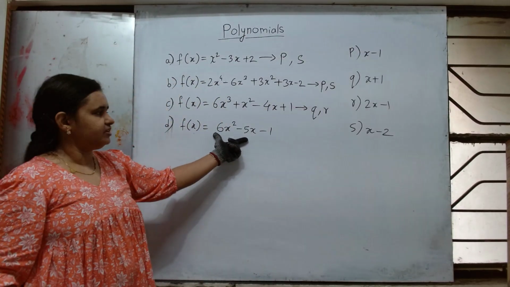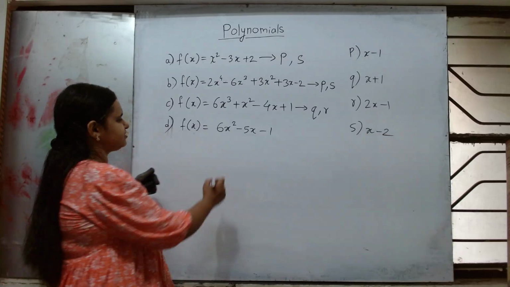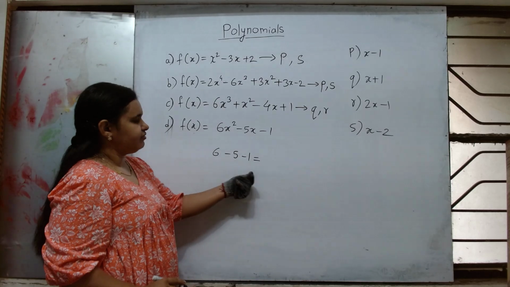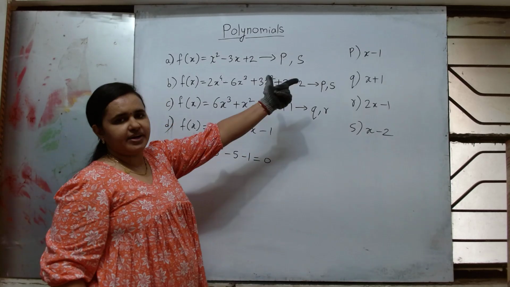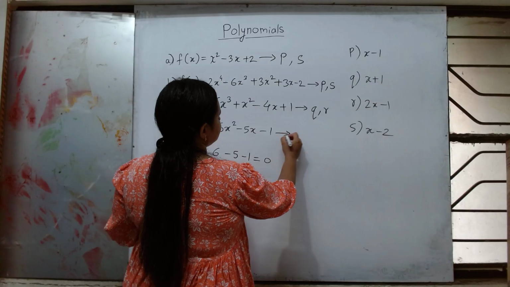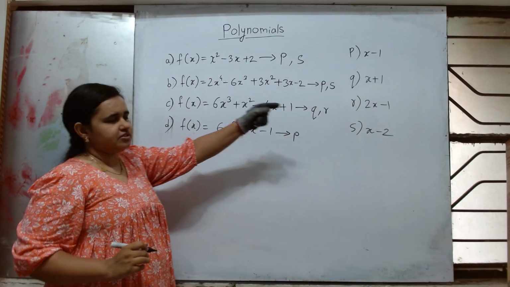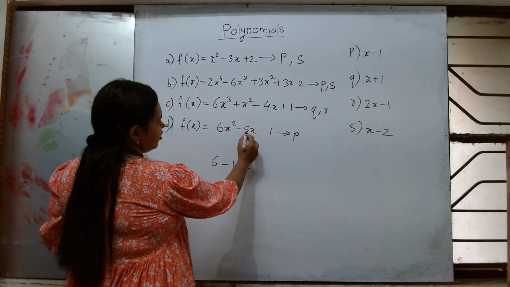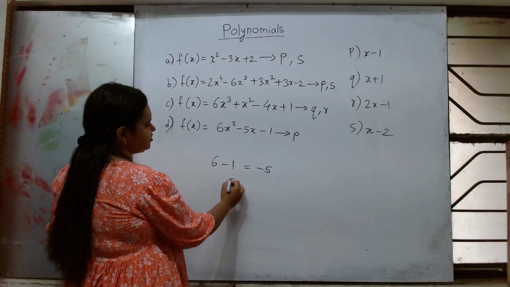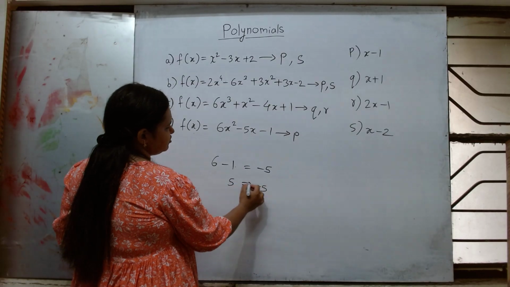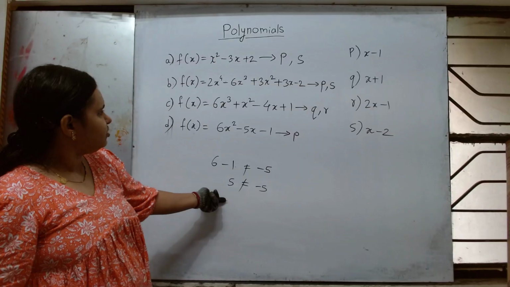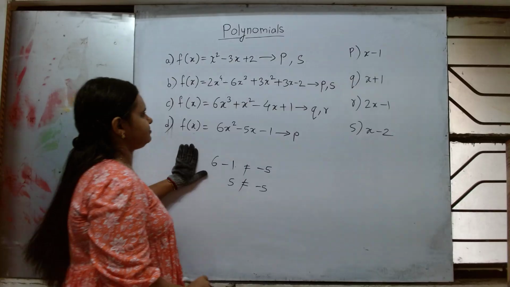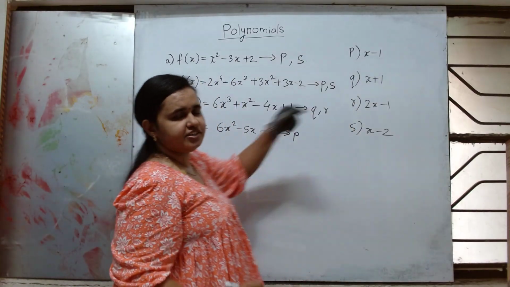Now for this polynomial, the sum of coefficients is 6 minus 5 minus 1. 6 minus 5 is 1, 1 minus 1 is 0. Therefore x minus 1 is a factor of this polynomial. Now for x plus 1, the even power is 6 and the constant is 1, and the odd power is minus 5. 6 minus 1 is 5 and here it is minus 5, so it is not equal. So x plus 1 is not a factor of this polynomial.